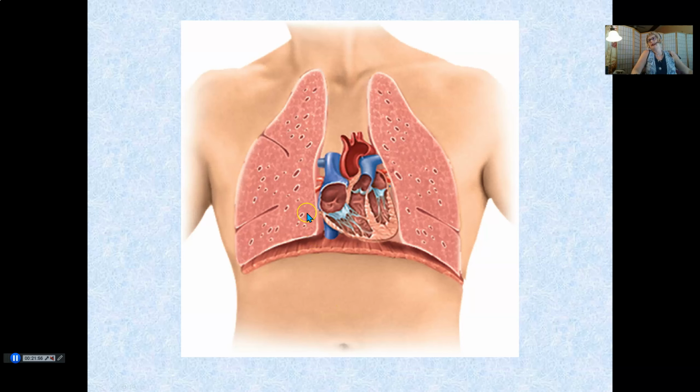We're looking at the thoracic cavity. The thoracic cavity is a larger cavity inside. It's your chest cavity, layman's term. But your thoracic cavity is an all-inclusive cavity that includes your left lung and your right lung, and your heart and all the structures behind it.